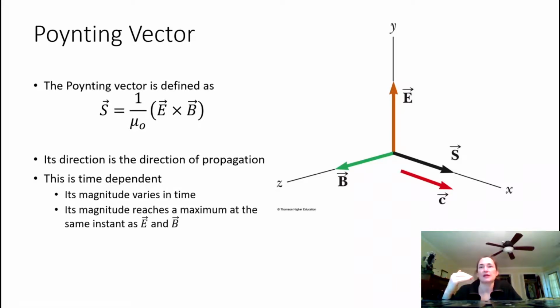And all of this is related together in something called the Poynting vector, which we use an S to symbolize. And so the Poynting vector S is equal to 1 over mu naught times the cross product of E and B. So it's 1 over mu naught E cross B. The Poynting vector points in the direction of propagation. And of course, since E and B are time dependent, so is S.